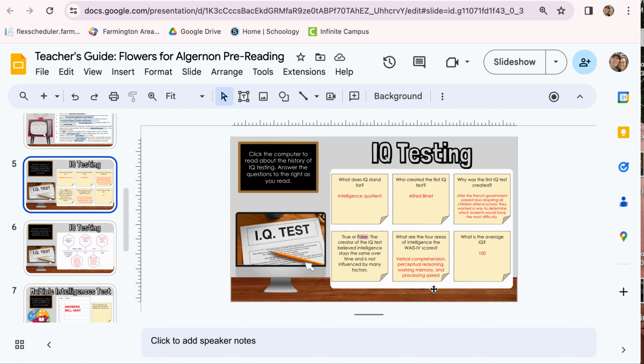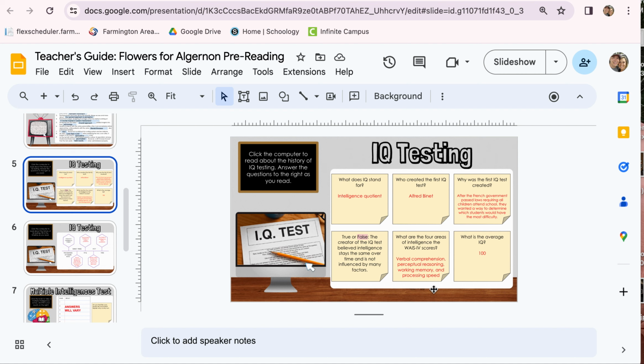What are the four areas of intelligence that the WAIS-IV scores? And remember that all those letters is the name of the test. It scores verbal comprehension. So when somebody is talking, can you comprehend? Can you understand what is happening, what they are saying? Perceptual reasoning, so kind of like walking into a place and watching what is happening. Can you understand what is happening in the environment? Working memory, being able to listen to, let's say, a lecture of some sort or this video. Are you remembering what is going on?